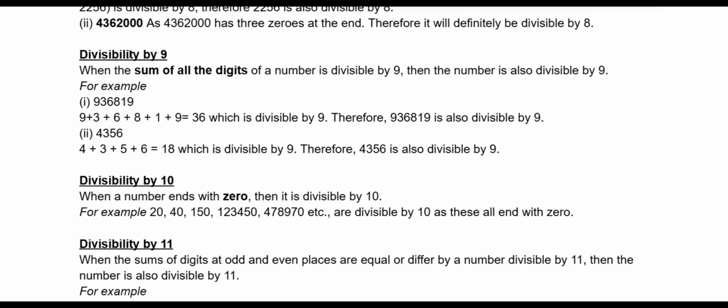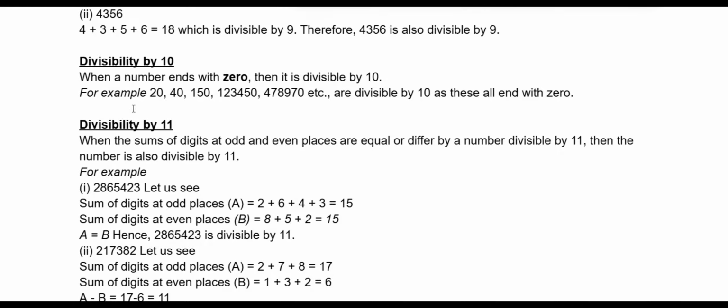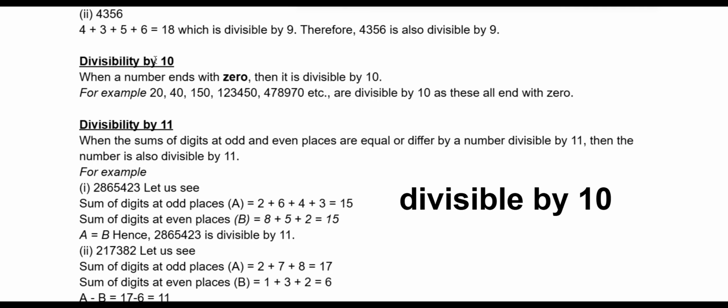As we already discussed divisibility by 9, if the sum of the digits is divisible by 9, the whole number is divisible by 9. Here you have two examples you can check out. And divisibility by 10 is very simple. If the last digit is 0, then the whole number is divisible by 10.